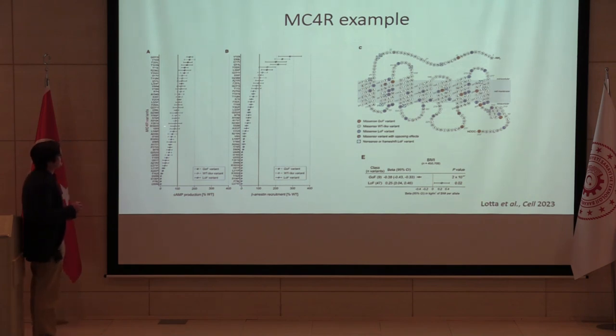So MC4R, it's the melanocortin receptor, so that's a classic gene for childhood obesity, right? So people don't feel that they're full. They can eat an infinite amount of food and never get full, right? So that's the issue with this receptor. Now, what they did is they looked at two functional readouts, and there are two observations here.